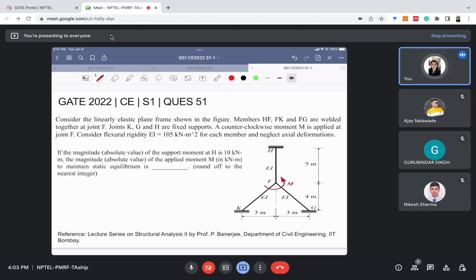In the first problem, and of course after every problem, I'll ask you to solve a practice problem as well. It will be similar to the problem I'm telling right now. Okay, so the first problem is question number 51 of set 1, GATE 2022.